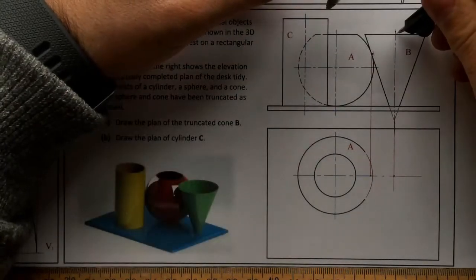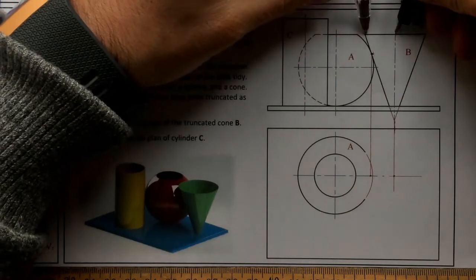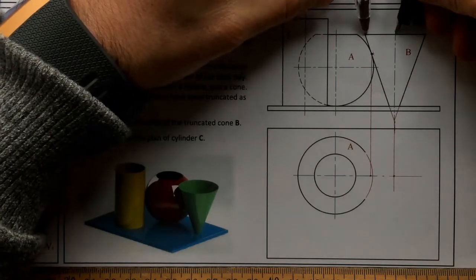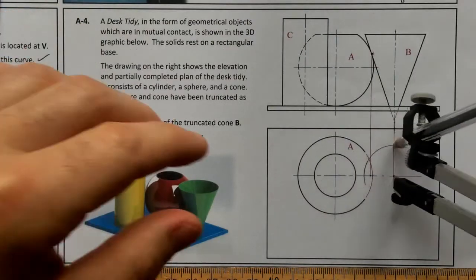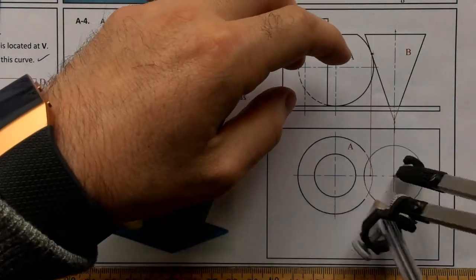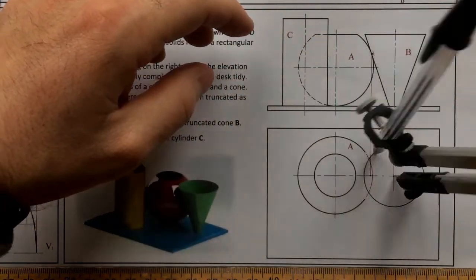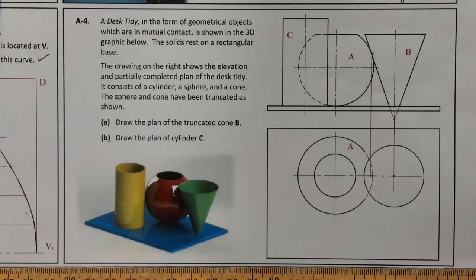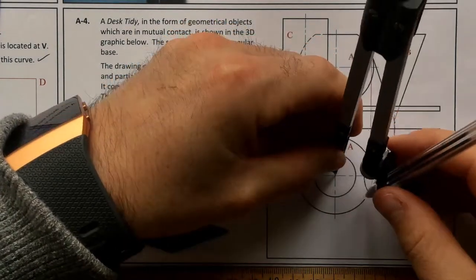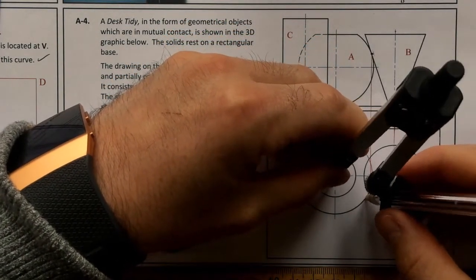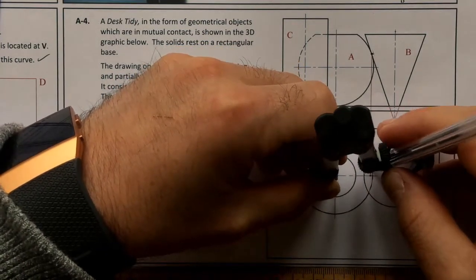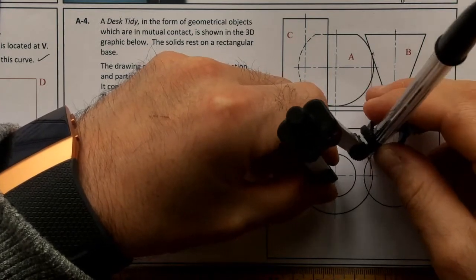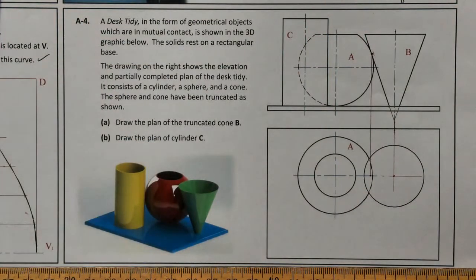I'm going to heavy that in now. I'm going to take the radius from up here. That will be my radius right there, and I'll draw it in. Then I can complete this portion. I'll put in the hidden detail of sphere A.